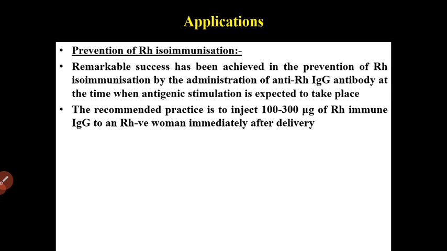Fine. Now, remarkable success has been achieved in the prevention of Rh isoimmunization by the administration of anti-Rh IgG antibody at the time when antigenic stimulation is expected to take place. The recommended practice is to inject 100 to 300 microgram of Rh immune IgG to an Rh negative woman immediately after delivery. Fine.